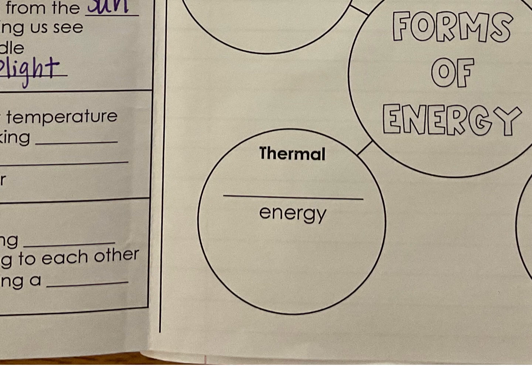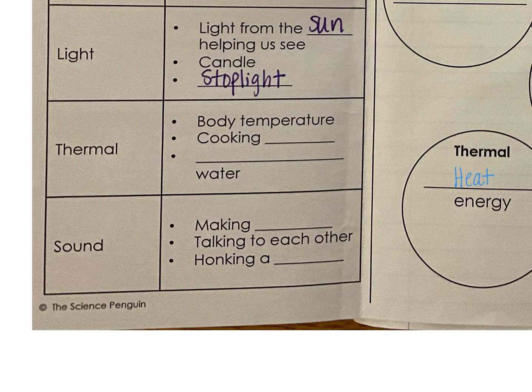Okay. Thermal is heat energy. Okay, some examples of heat energy. So if you go over here, one example is body temperature. Another example is cooking food. And then the last example would be evaporating water. All right, so get that filled in.